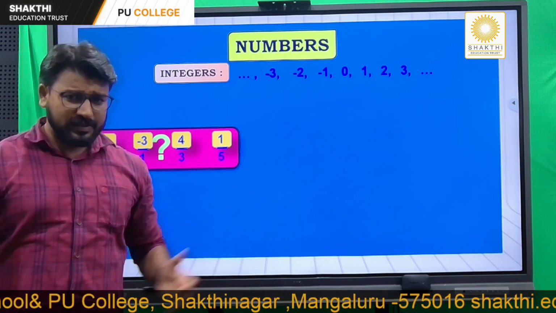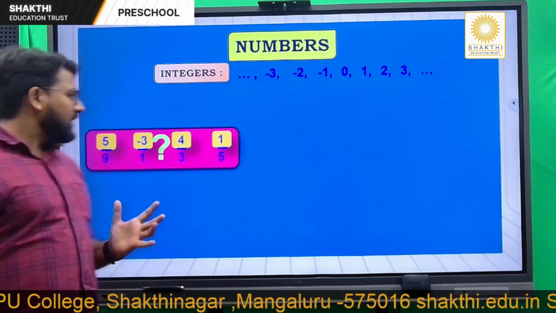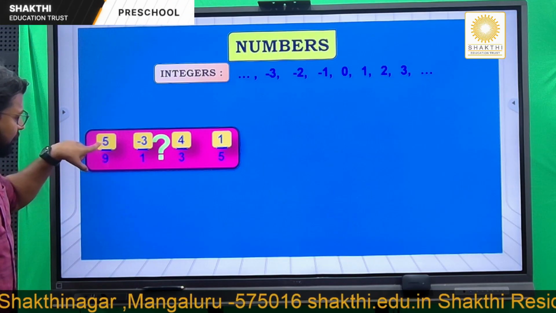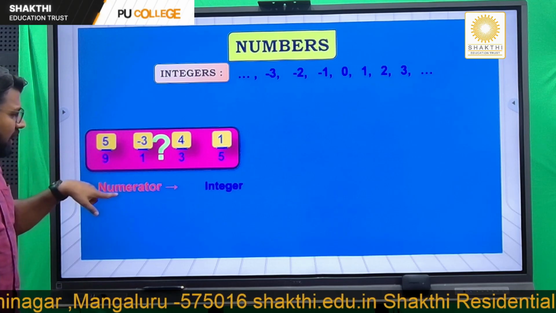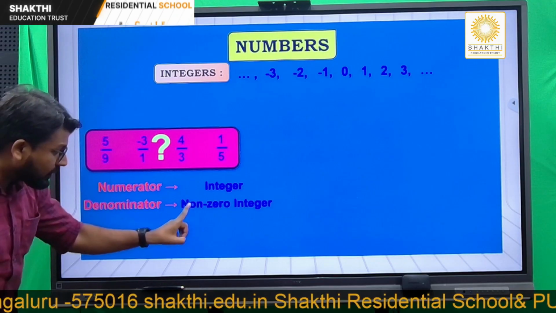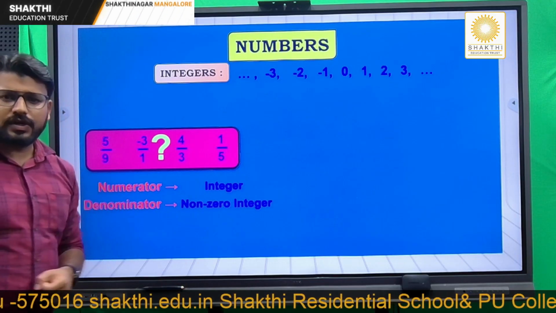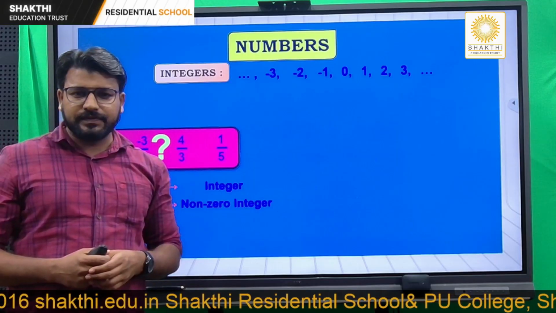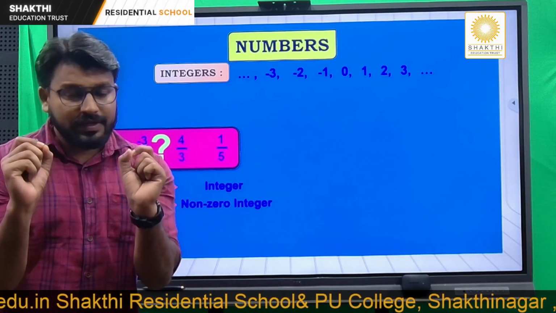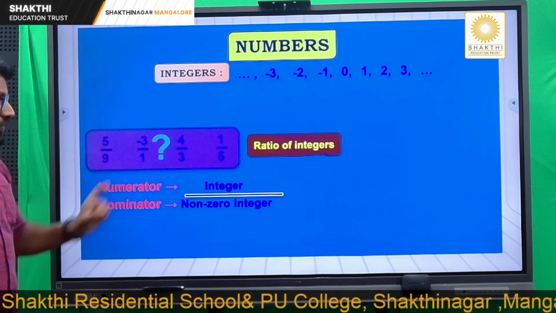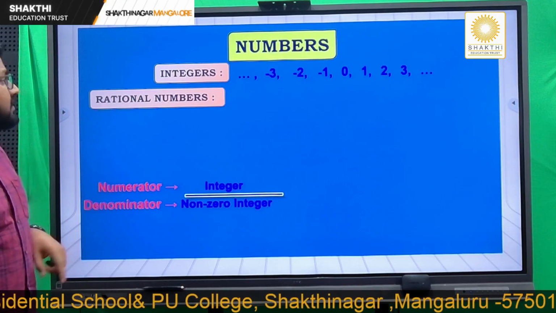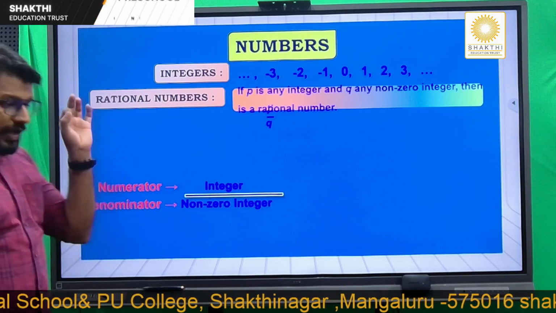So now definitely you will ask me, sir, what is the definition of rational numbers? If you see here, these are all the numbers in the yellow color. They are the numerators, which is an integer, and the denominator is very important, a non-zero integer. What do you mean by non-zero integer? Yeah, you are right. You consider any integer, but it should not include 0 in it. So the ratio of integers, we call rational numbers.